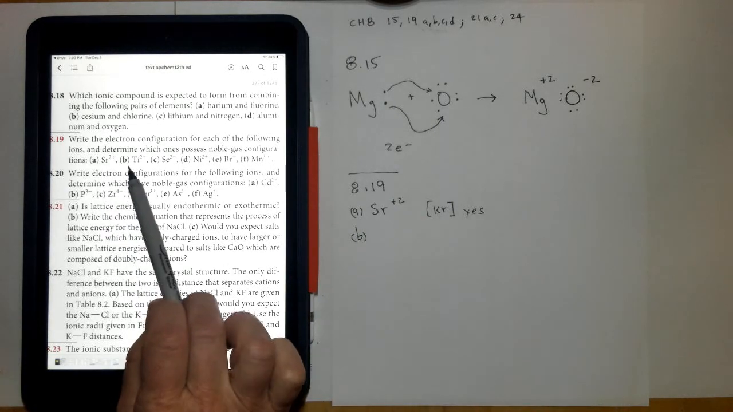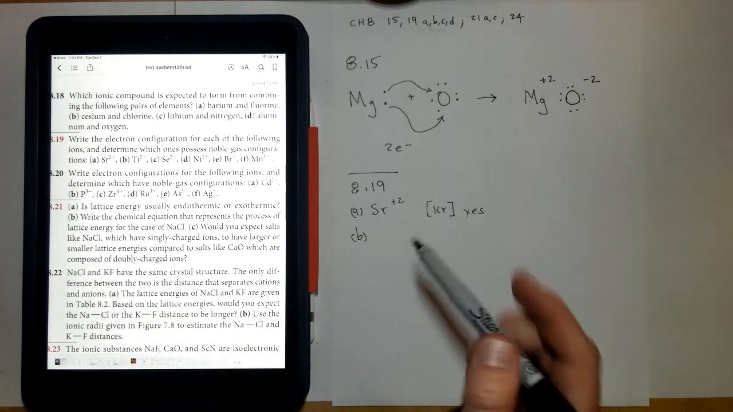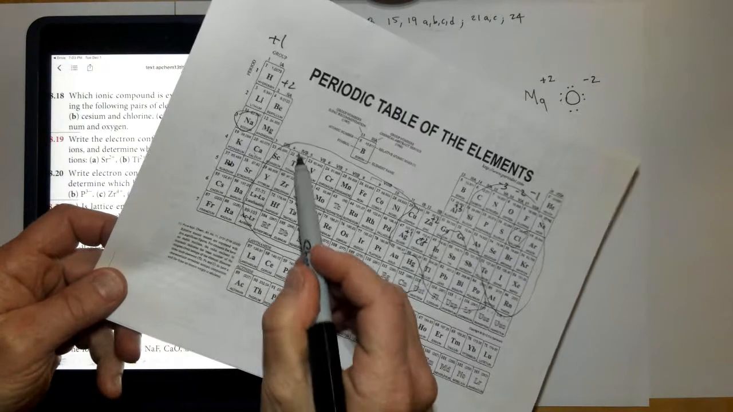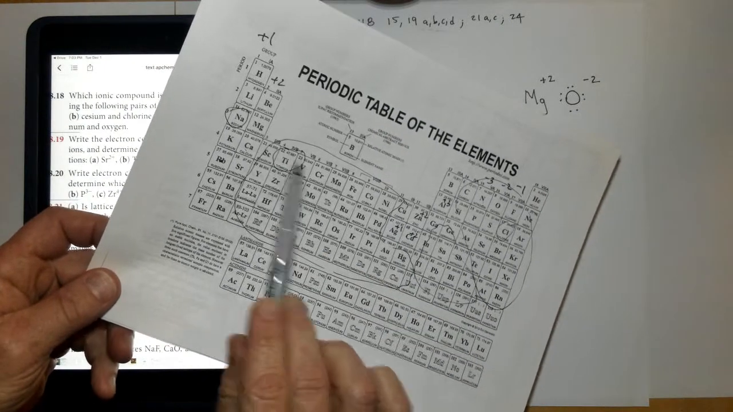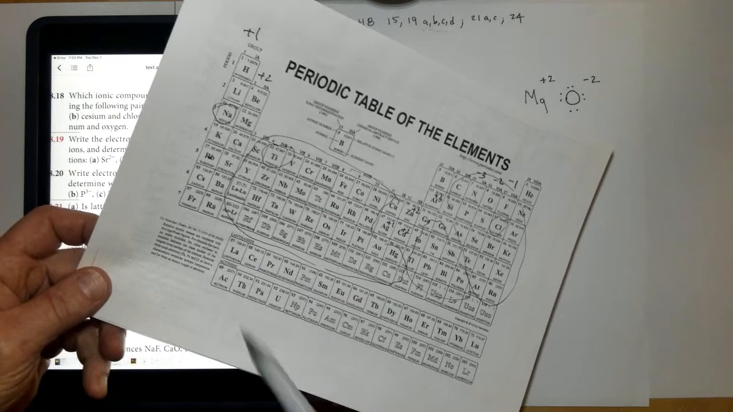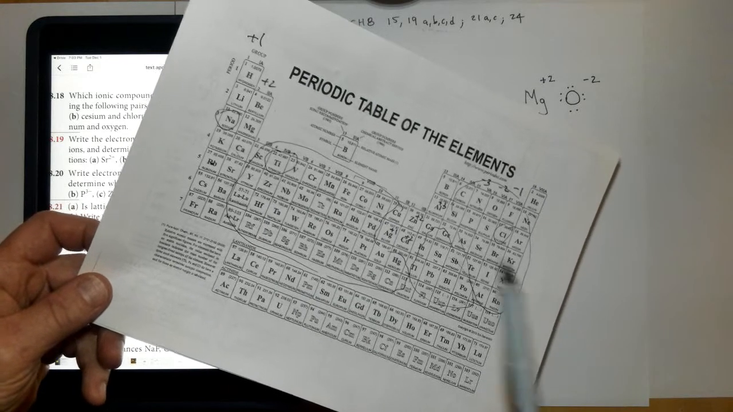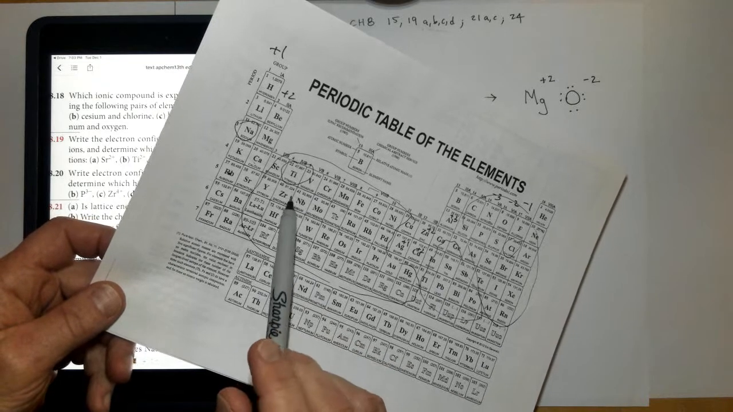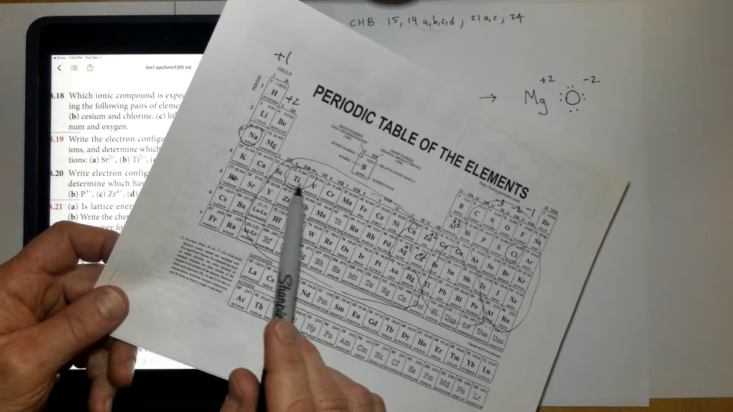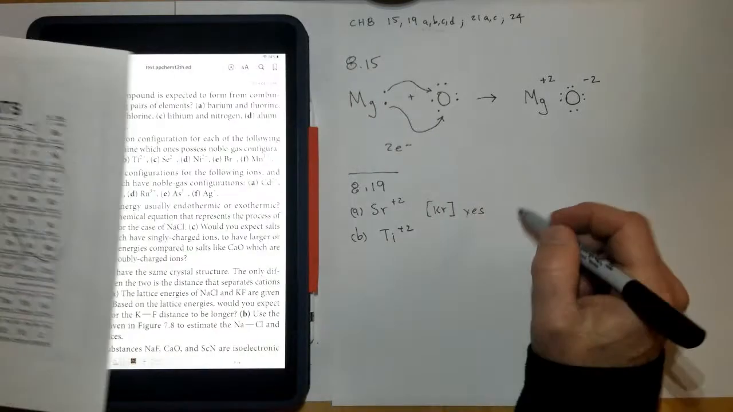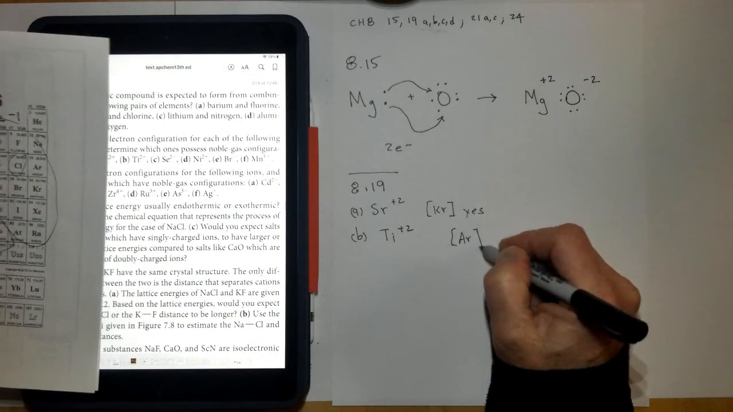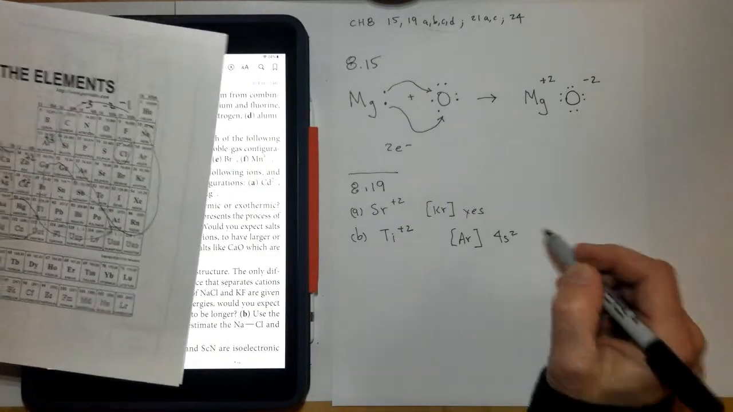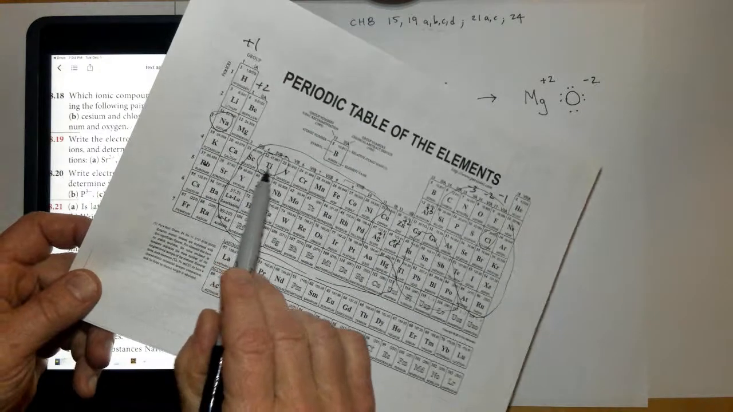The second one is titanium plus 2. Titanium's on the periodic table right here, and remember when transition metals gain or lose electrons, they always lose electrons because they're positive. It loses the S and the P electrons from the highest energy level. So if we'd write titanium normally, it would be argon, and then it would be 4s2, and then 3d 1, 2.